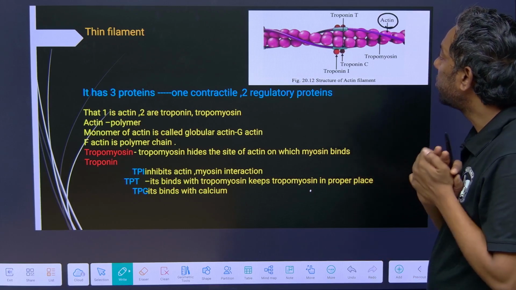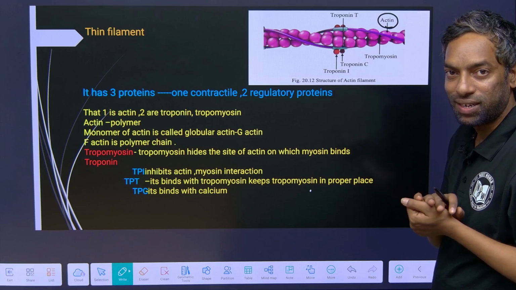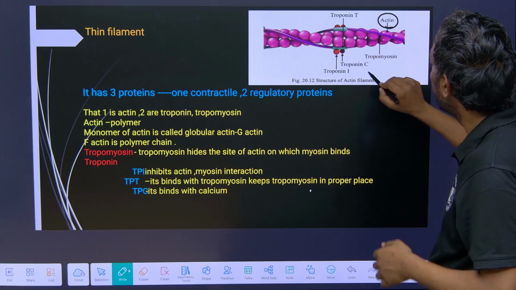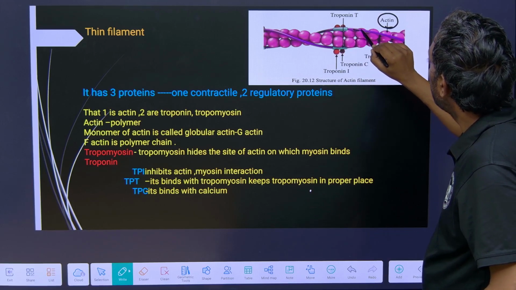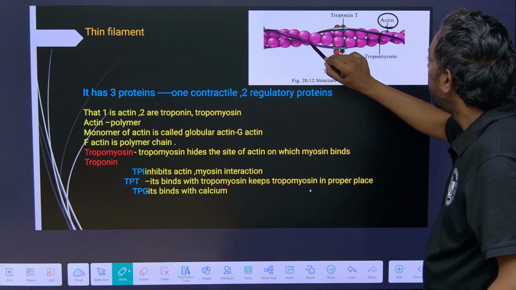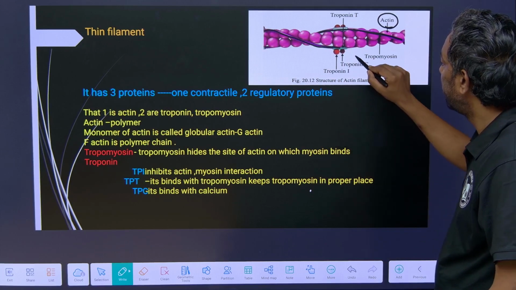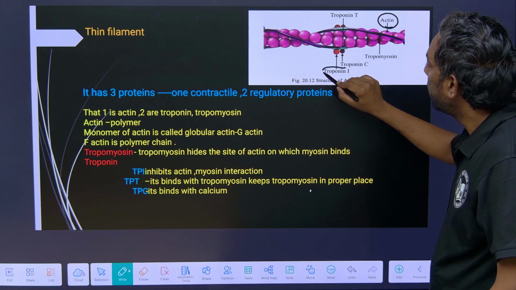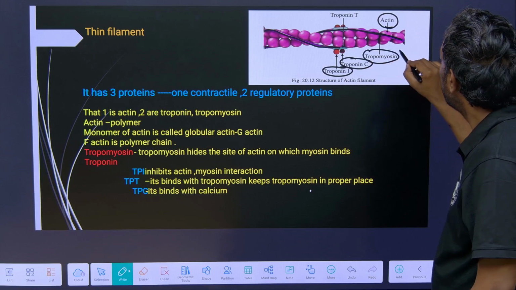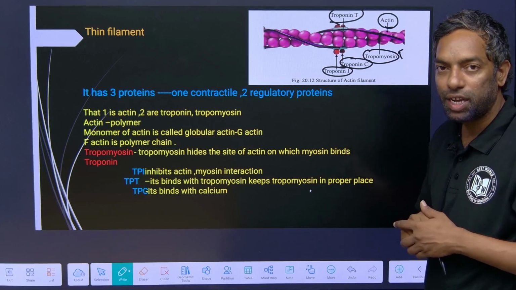The contractile protein is associated with two regulatory proteins, troponin and tropomyosin. Tropomyosin is like a strand which lies along the polymer chain of the actin. Troponin has three subunits, that is troponin I, troponin C and troponin T. TnT, this is TnT, and TnI, TnC.